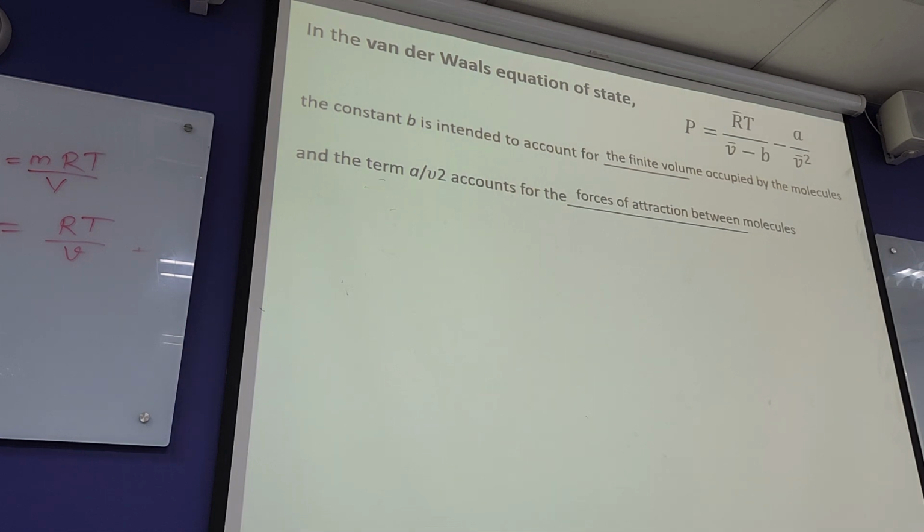So constant B is intended to account for the finite volume occupied by molecules in real gases, yes, they do occupy volume, and A over V square accounts for the forces of attraction between molecules. Is it making sense? Kind of. Don't worry about it. I mean, the equation will be given.